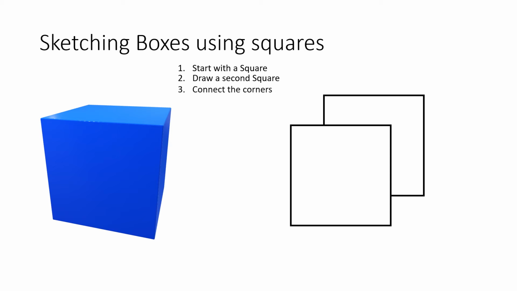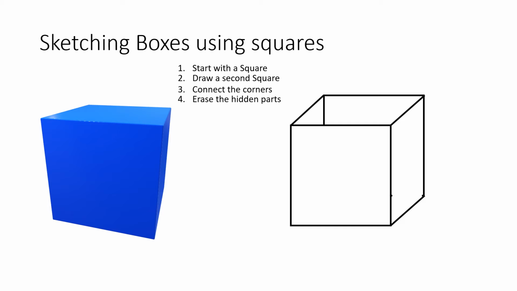So next, we connect the corners. So here we see our box is already forming. Now the last step would be to erase the parts that are hidden. So if we check on this side here, erase that, you would see it's more looking like a box shape.